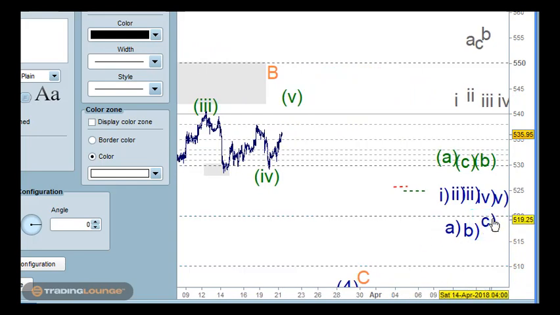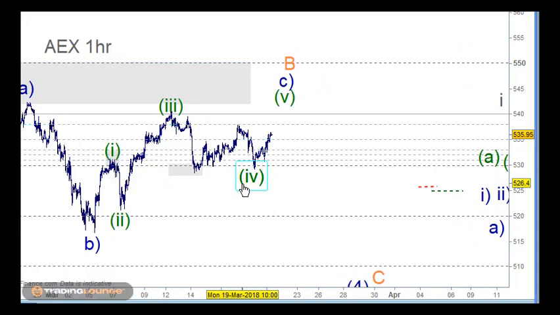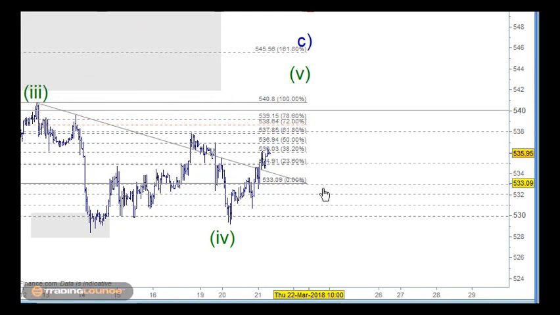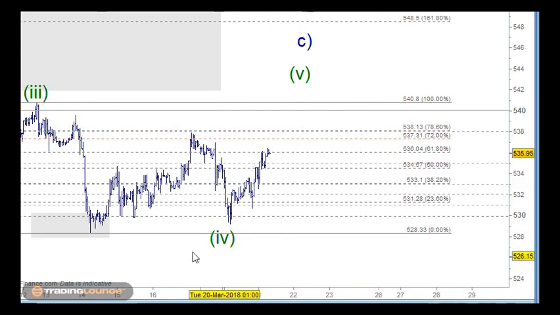Let's go on, we'll borrow one from over here. Wave C or B here. So this is just an alternative count here, okay? But it just helps us with it a little bit. So if this was going to fail, we would take this top here and this low here.